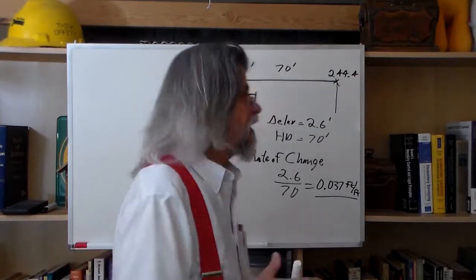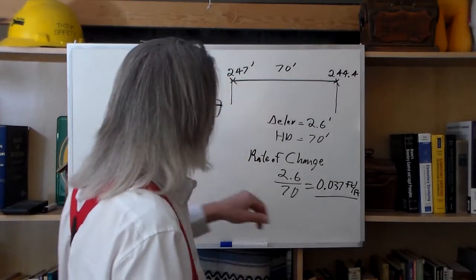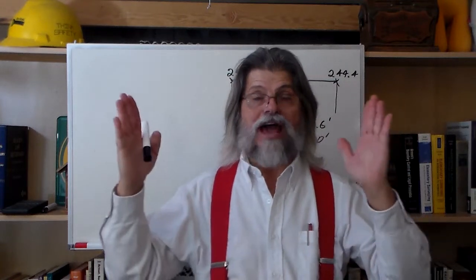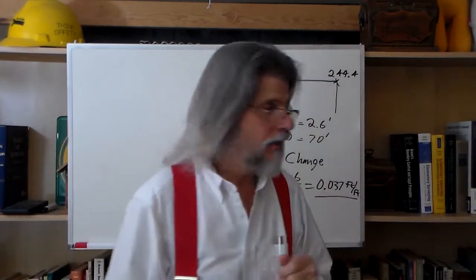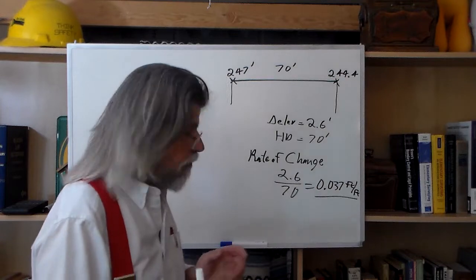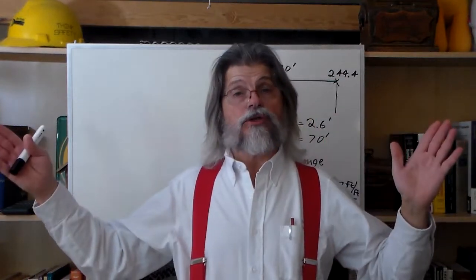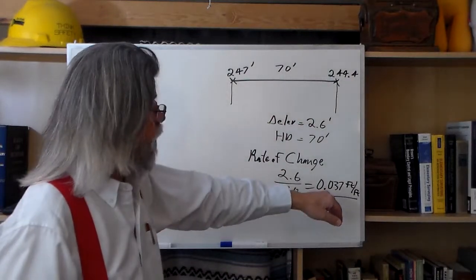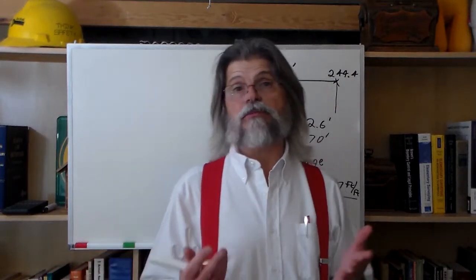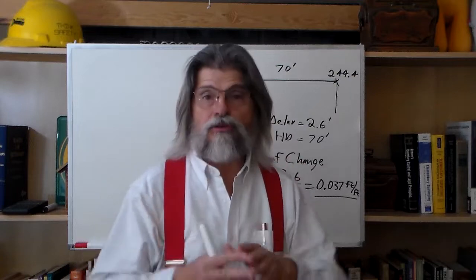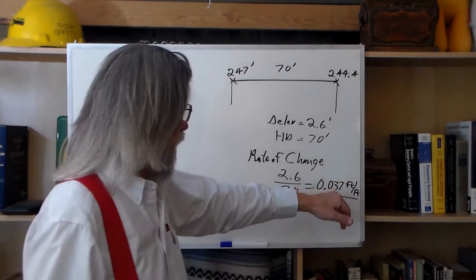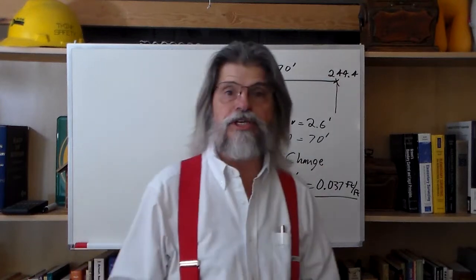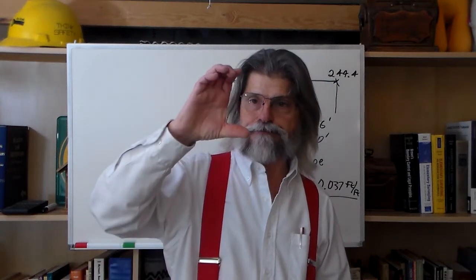Now, what that means is, if you know how much elevation change you have in a given distance, and you know how far you got to go, you can compute your total elevation change. It's 0.037 feet per foot here in our example. If you go 10 feet, it'll be 10 times that. It'll be 0.37 feet, by that much, okay?